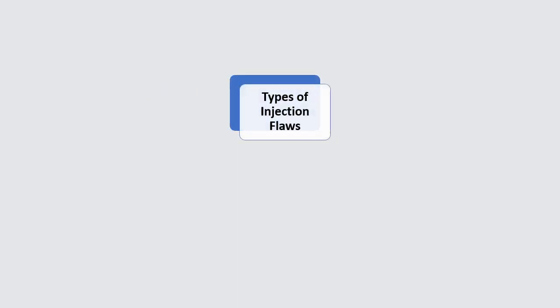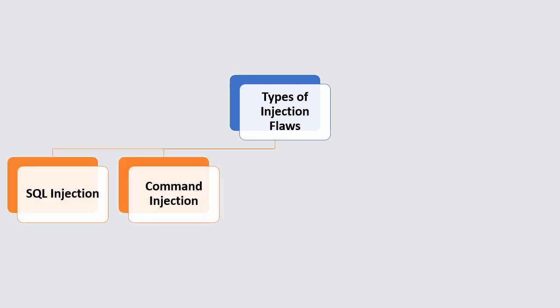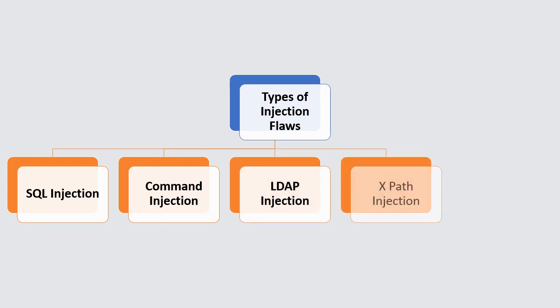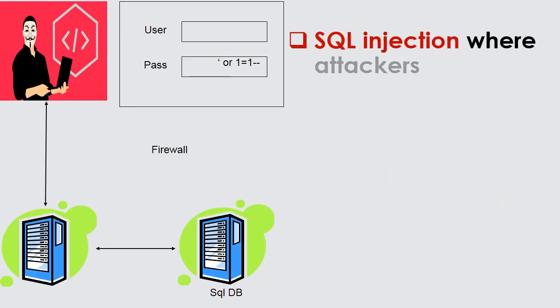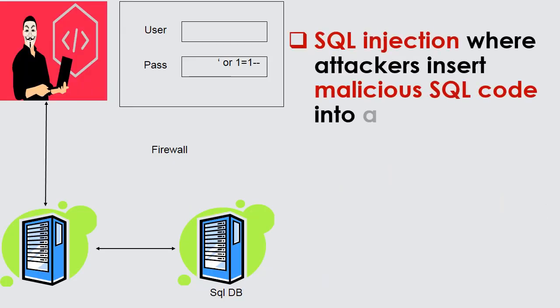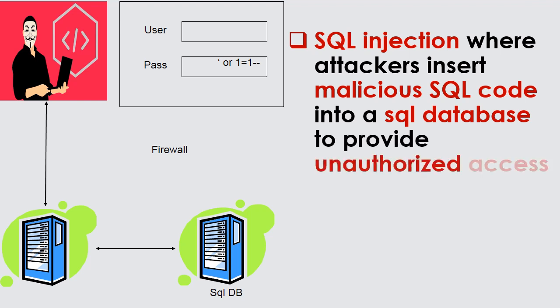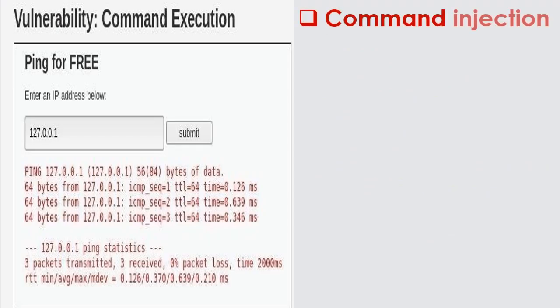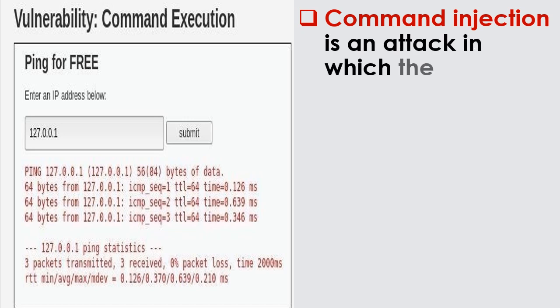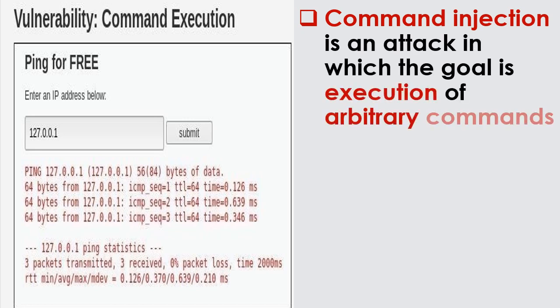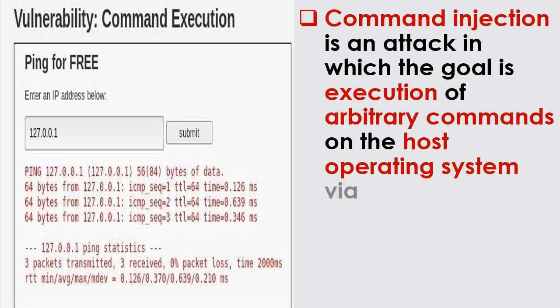Common types of injection flaws are SQL injection, command injection, LDAP injection, XPath injection, and XML injection. SQL injection is where attackers insert malicious SQL code into a SQL database to gain unauthorized access to private data. Command injection is an attack in which the goal is execution of arbitrary commands on the host operating system via a vulnerable application.